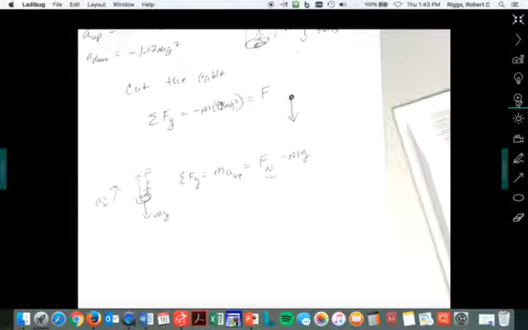And then you repeat the same thing for going down. Except this time, which way is the acceleration going? Right, negative. Okay, so we'll stop on this problem.